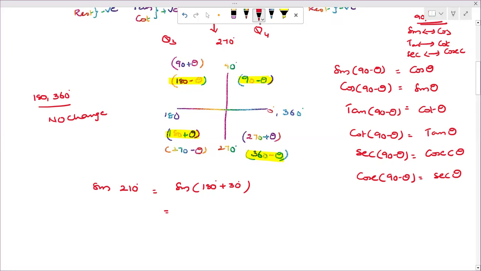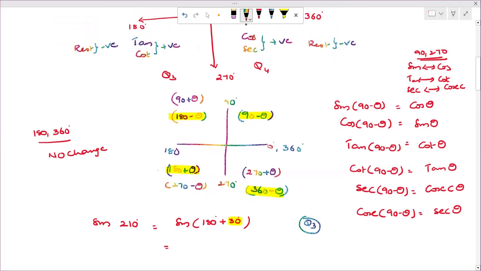Now assume this 30 is theta. So 180 plus theta belongs to which quadrant? It belongs to the third quadrant. In the third quadrant, is sine positive or negative? Here, only tan and cot are positive. The rest of the values are negative, so minus. Since 180 is there, there is no change in the ratio. So minus sine 30, and we know sine 30 is 1 by 2. This is how we have to simplify.